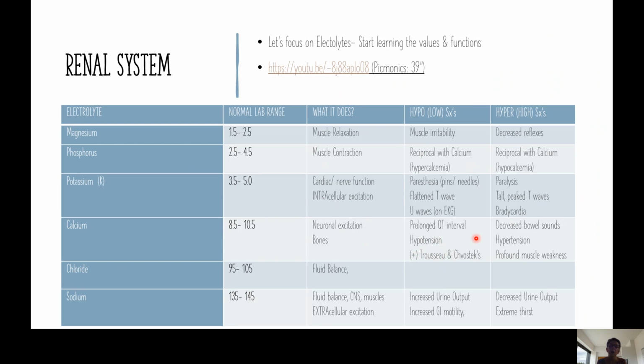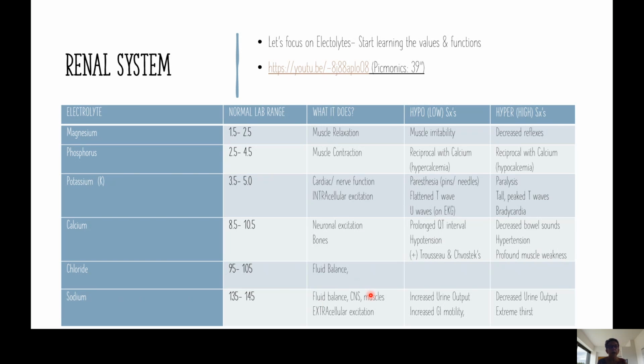If you have a low calcium, you may have a prolonged QT interval and hypotension, and then like I said, a positive Trousseau and Chvostek sign, and we'll go into that definitely in term 7 if we don't do it sooner. With hypercalcemia, decreased bowel sounds, hypertension, and profound muscle weakness. Okay.